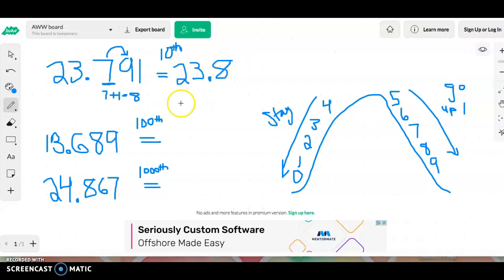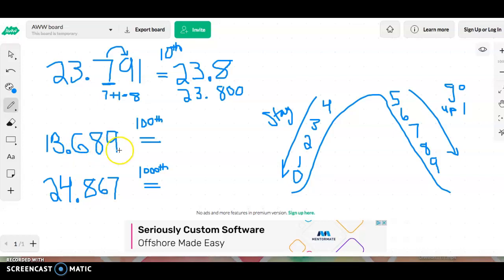Now you could write it like this, or you could write it like this. They both show the same thing, 8, and then everything else behind that would turn to a 0. So 23 and 8 tenths, that's two different ways you could write it. Whatever you want to do is fine, as long as the numbers behind your place value that you're rounding are zeros.